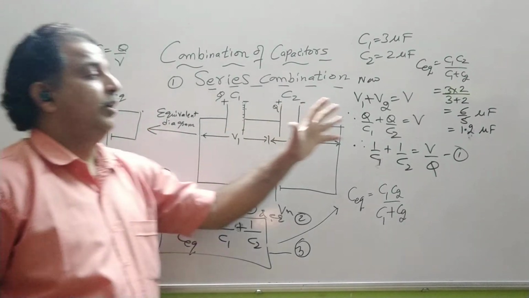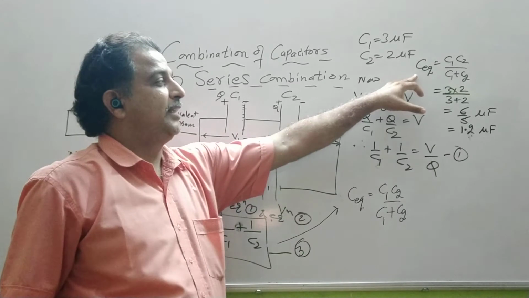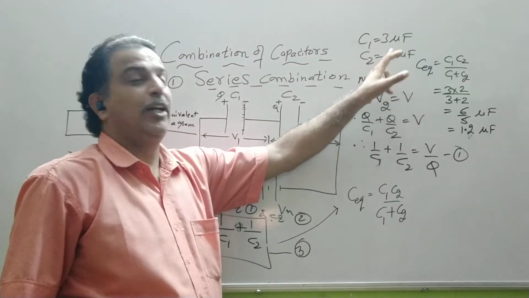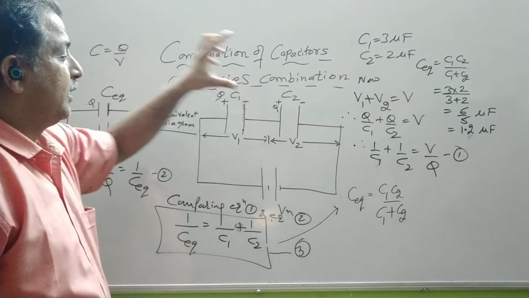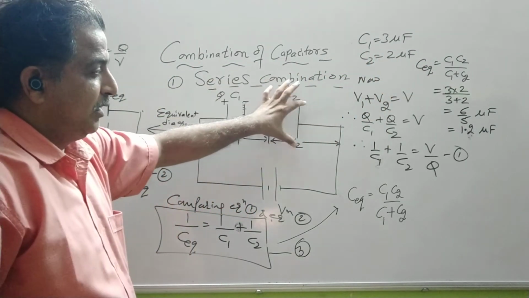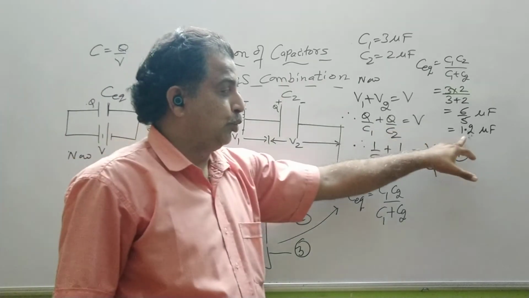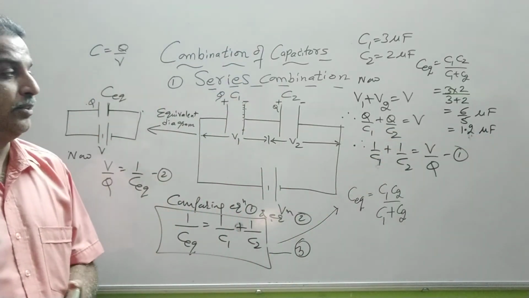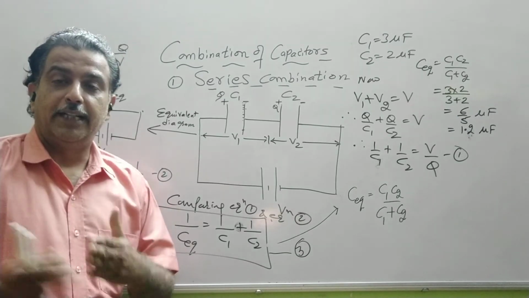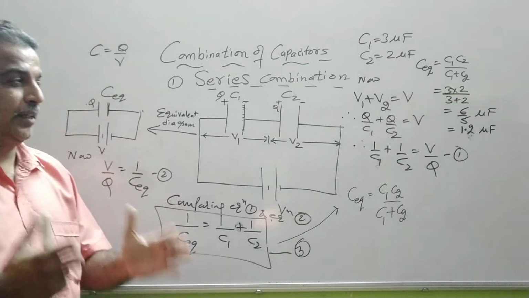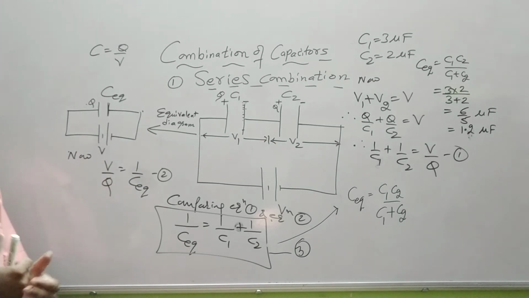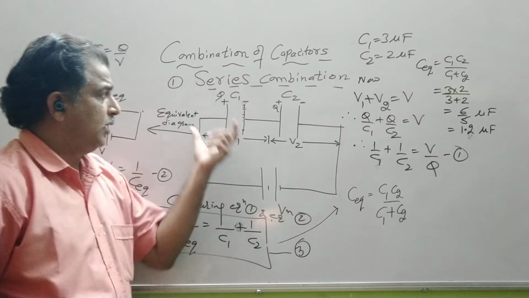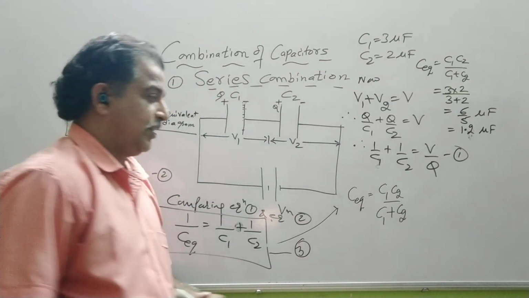So what I mean by C equivalent is that instead of using a 3 microfarad and a 2 microfarad capacitor in series, alternatively I can use the value of 1.2 microfarad capacitance in a circuit. The result will remain the same. The result comes out to be the same. So this is a series combination of capacitors.